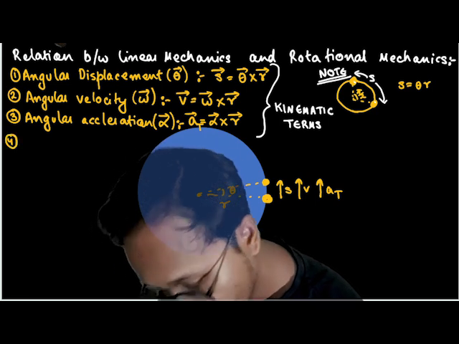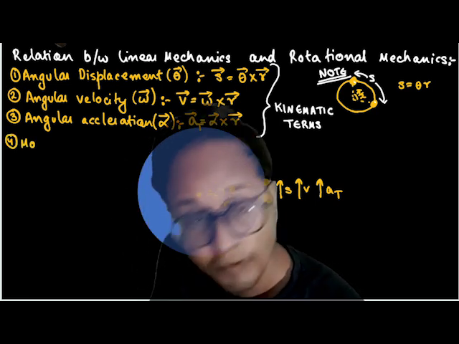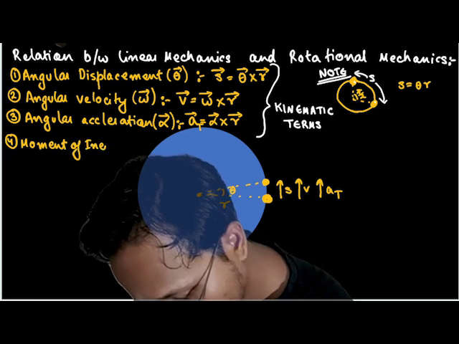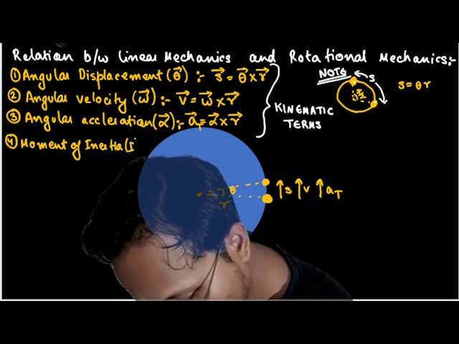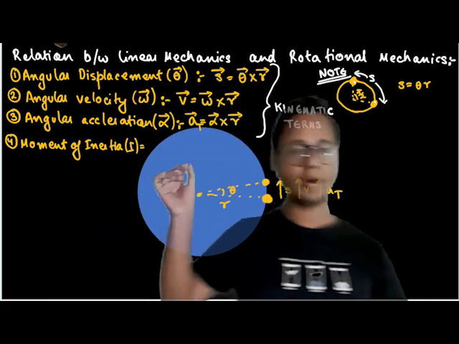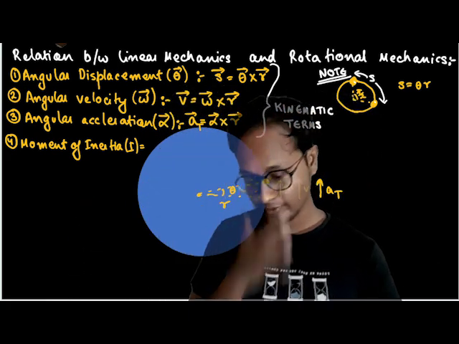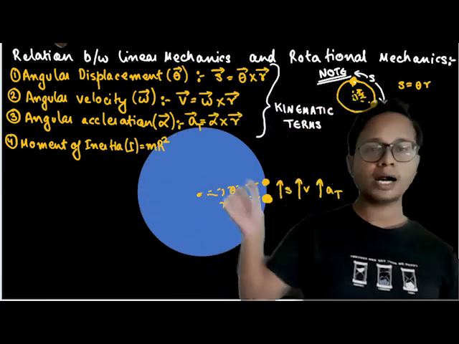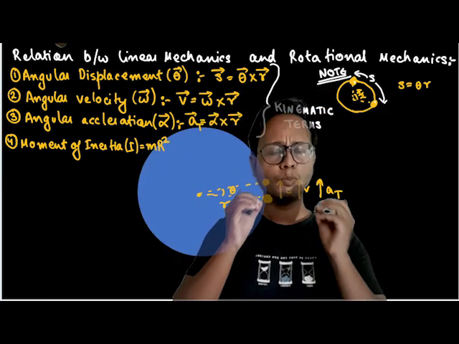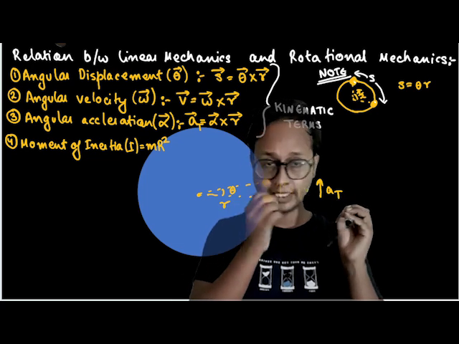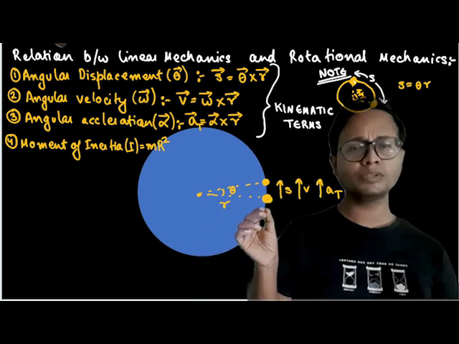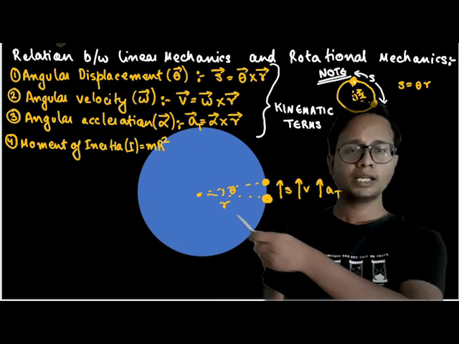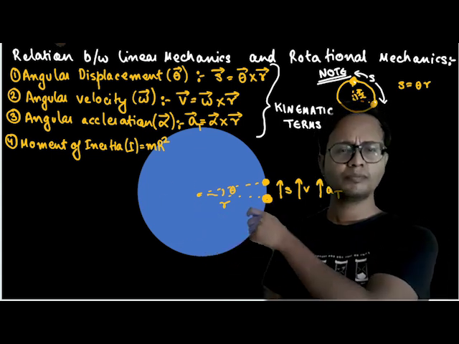So the first dynamic term that we learn is moment of inertia, the equivalent of mass. Moment of inertia is given by I. And how is I related to mass? I is nothing but m r square. Understood? I is equal to m r square. Now, the moment of inertia of various objects will be discussed in detail in your syllabus. I'm just showing you the moment of inertia of this small particle revolving around this circle, about this axis of rotation, or about this point.